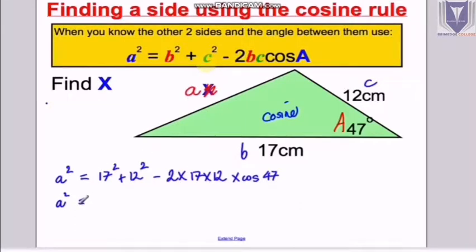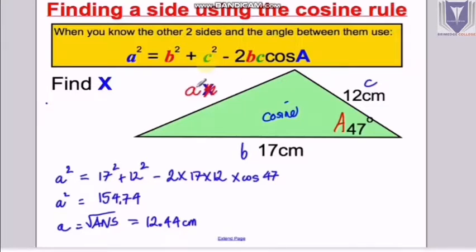If you apply this, 17 squared is 289. 12 squared is 144. You have 154.74, sorry. So A will be square root of 154.74, and that should give us 12.44. That's how to apply the cosine rule to find sides.